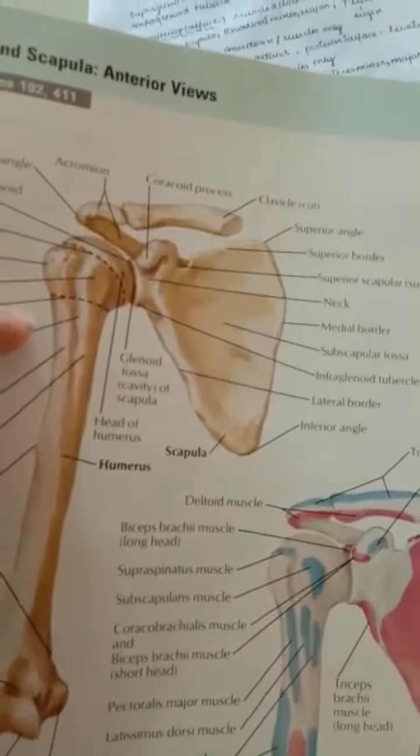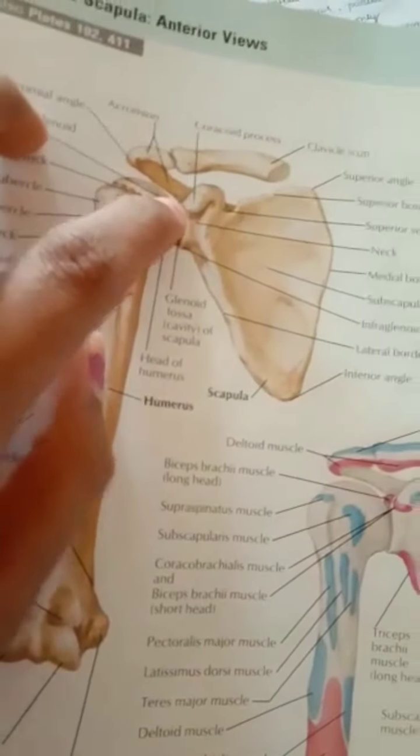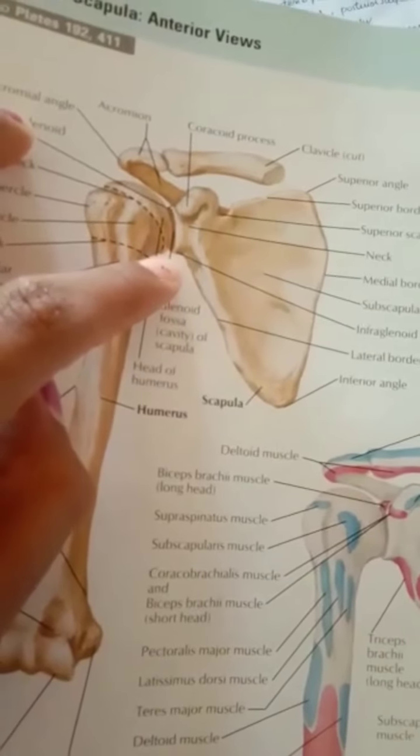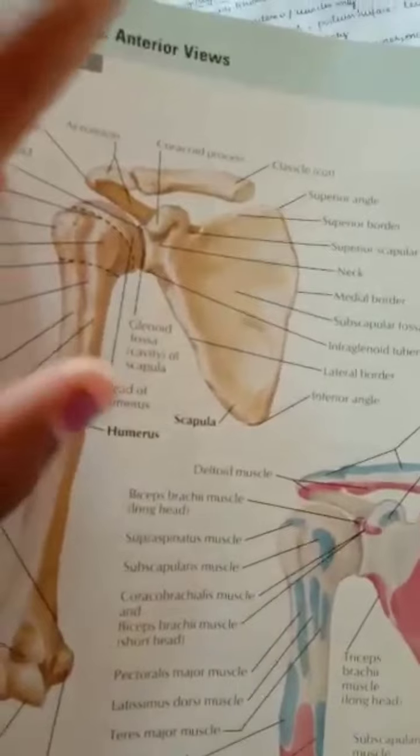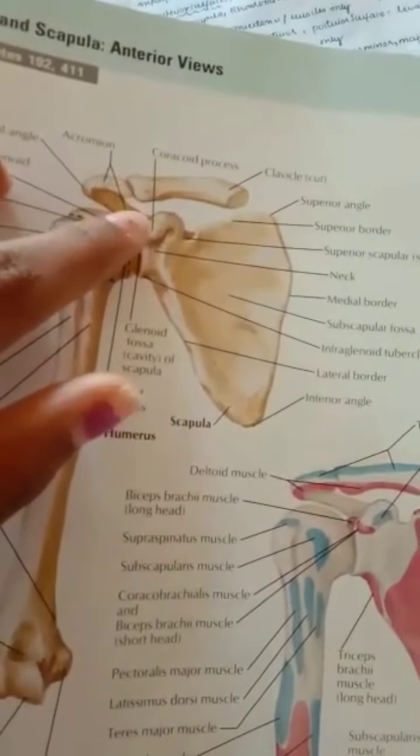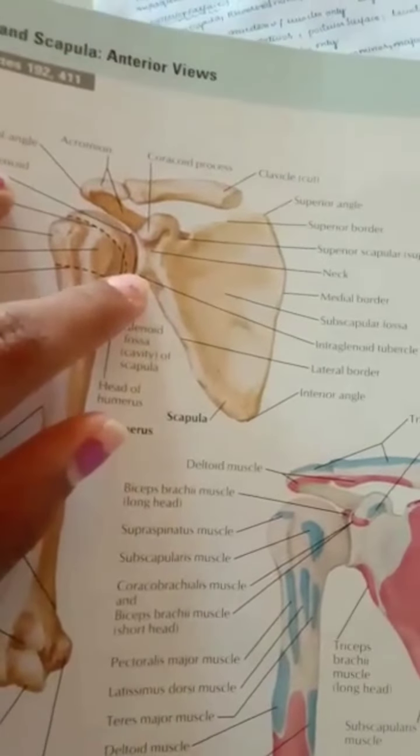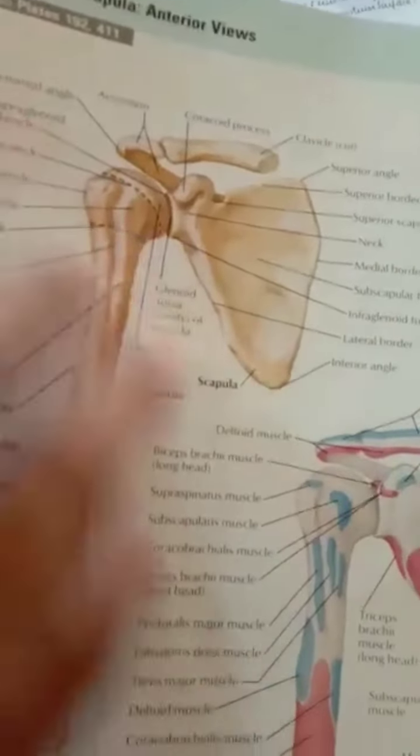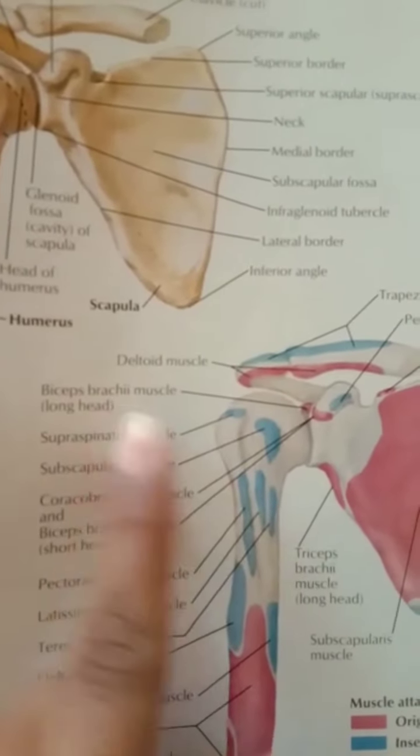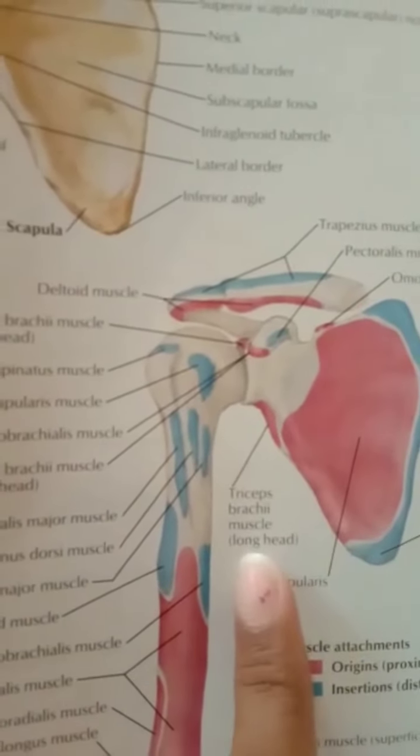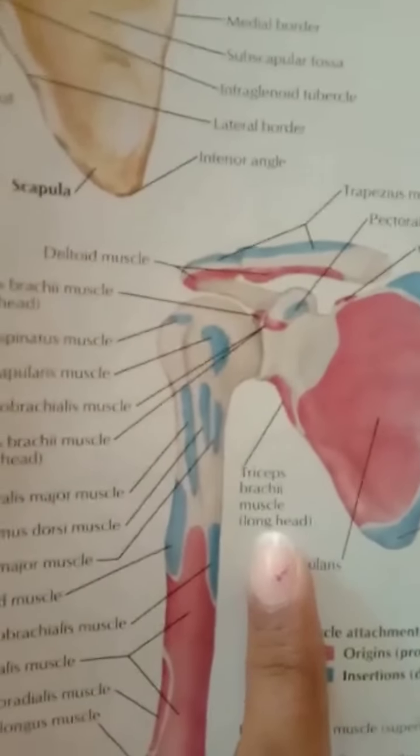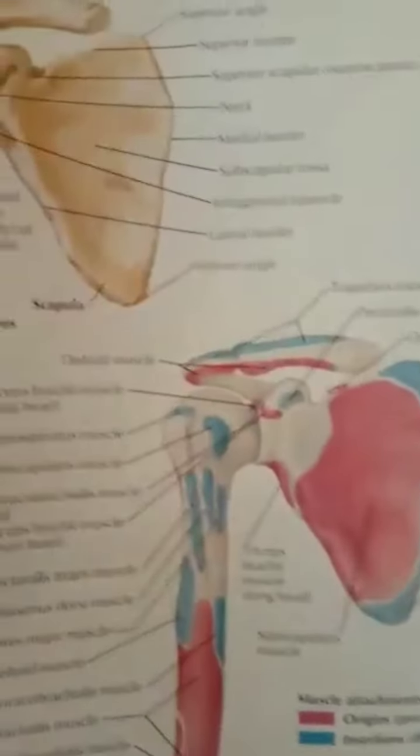And next we have the supraglenoid tubercle and infraglenoid tubercle, as the names say, upper and lower. The supraglenoid tubercle gives origin to the long head of biceps. This is important. And the infraglenoid tubercle gives origin to the long head of triceps. So you can see origin to the long head of the biceps muscle, and here origin to the long head of the triceps brachii muscle.